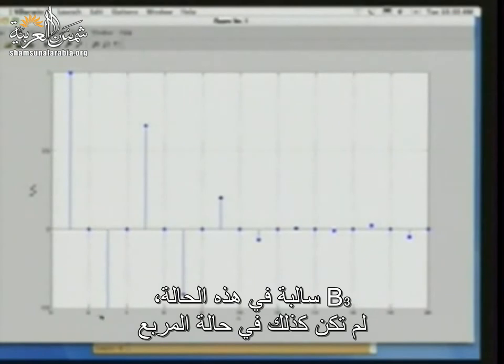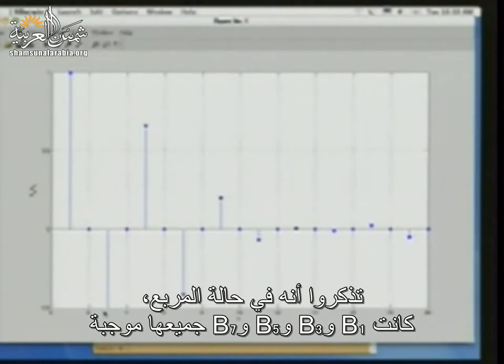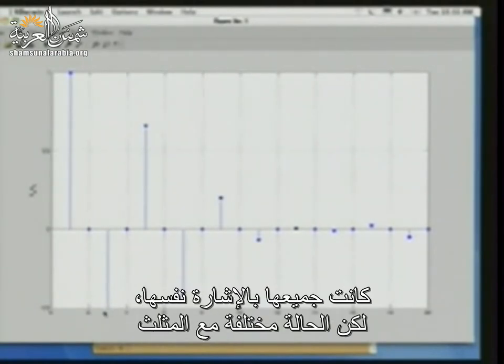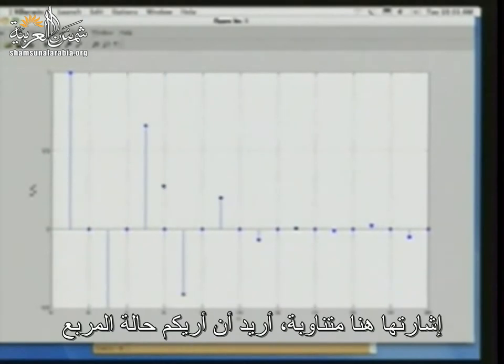The B3 is negative. In this case, that was not the case for our square. Remember, in the case of the square, B1, B3, B5, B7 were all positive. They all had the same sign. That's not the case with the triangle. They alternate.